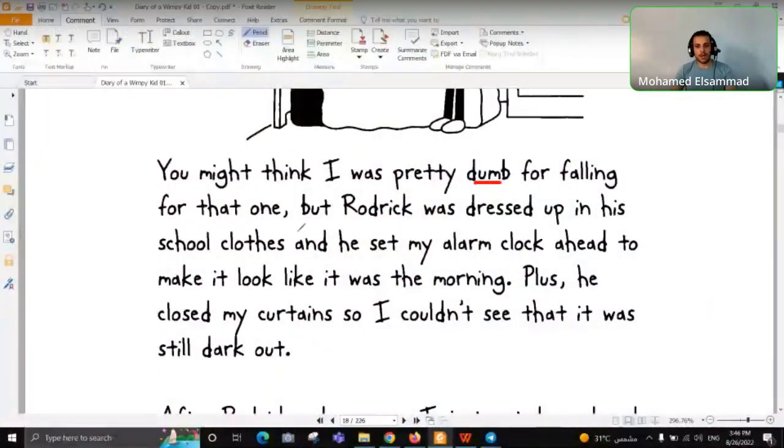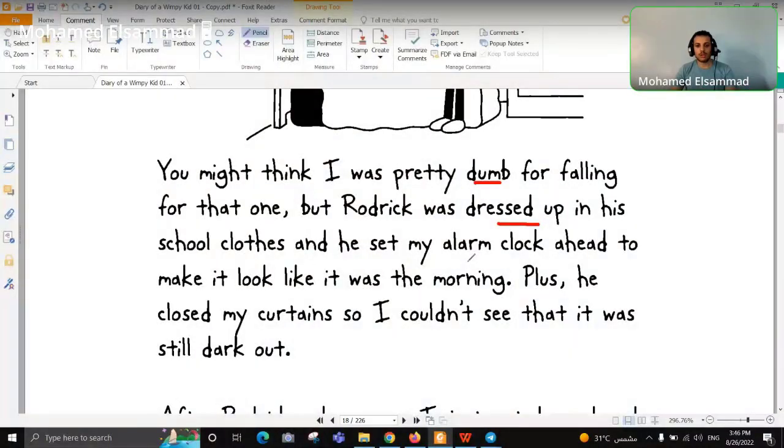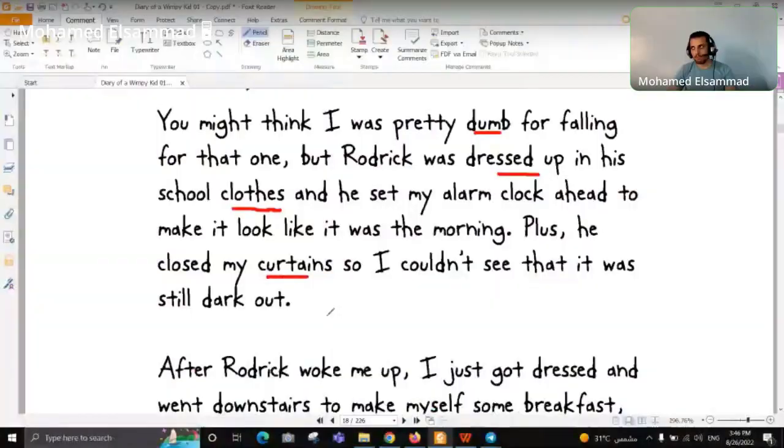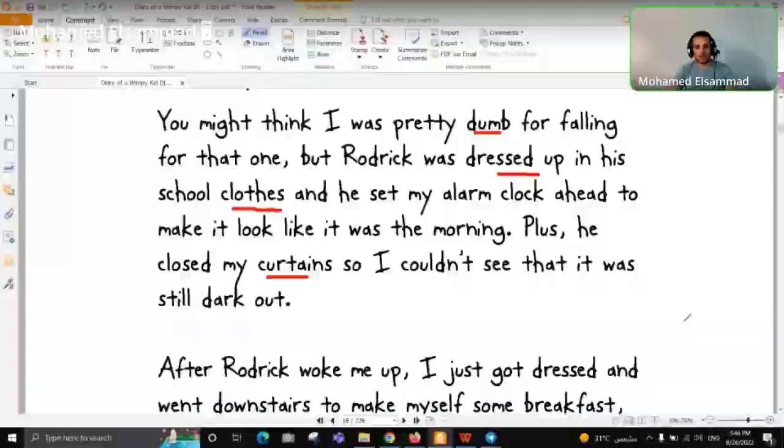So you might think I was pretty dumb for falling for that one, but Roderick was dressed up in his school clothes and he set my alarm clock. By the way, the pronunciation is "clothes," okay, not the wrong one. So school clothes, and he set my alarm clock ahead to make it look like it was the morning. Plus, he closed my curtains. Curtains means something that we put at a window or something like that. Curtains, so I couldn't see that it was still dark.